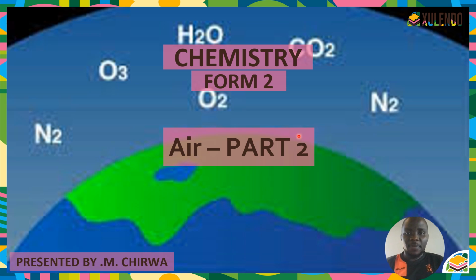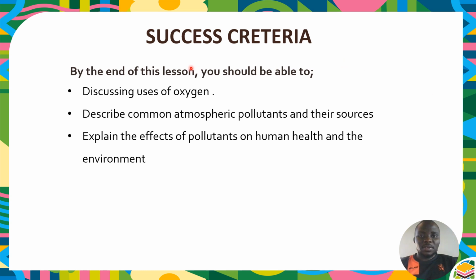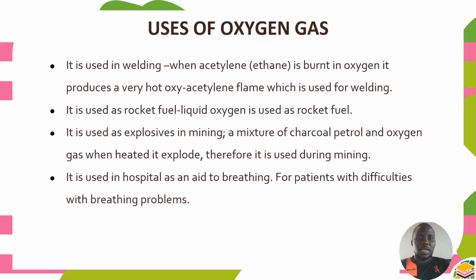This is also another video based on our topic, air. In this second part, we are going to look at the following success criteria. By the end of the lesson and the presentation, we should be able to discuss the uses of oxygen, describe common atmospheric pollutants and their sources, and explain the effects of pollutants on human health as well as the environment. So let us start by looking at the uses of oxygen gas.